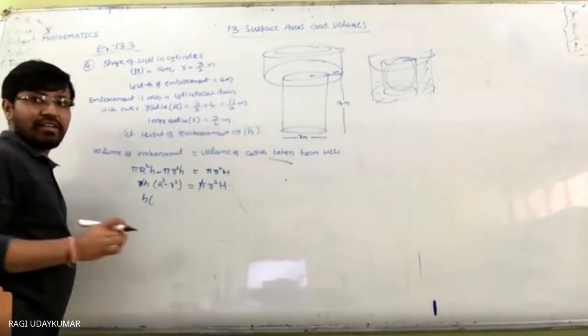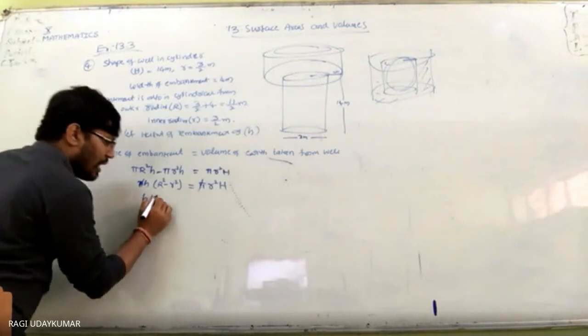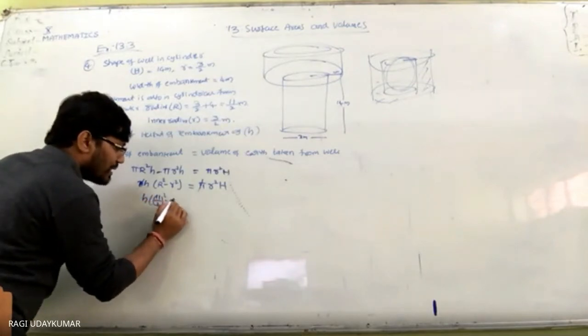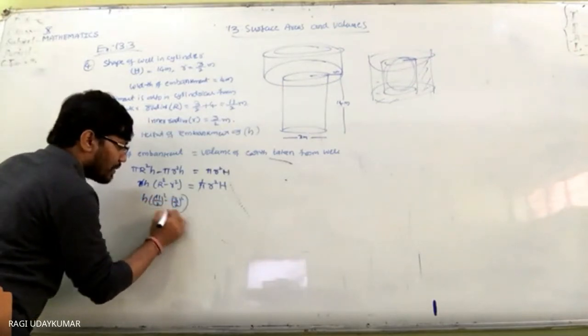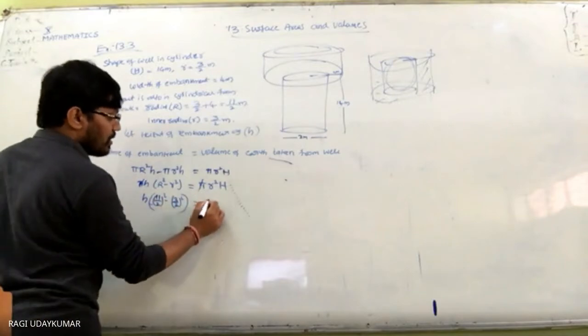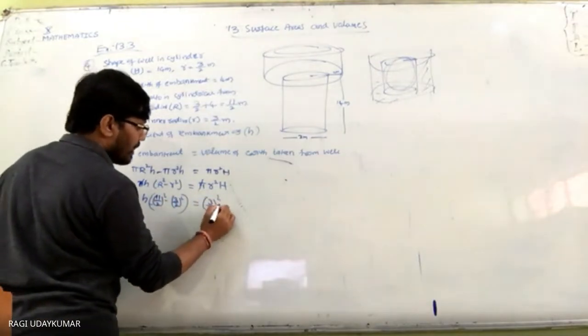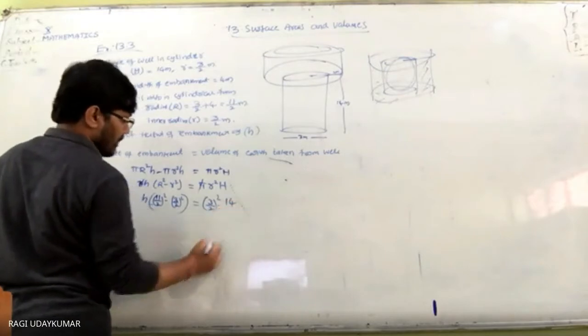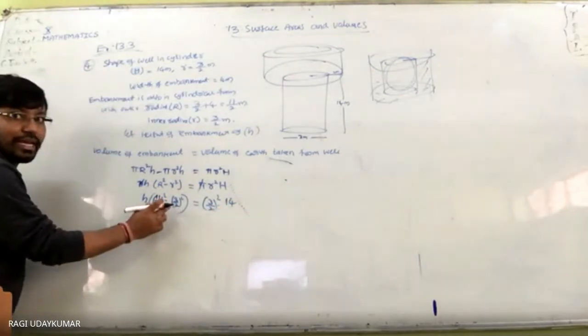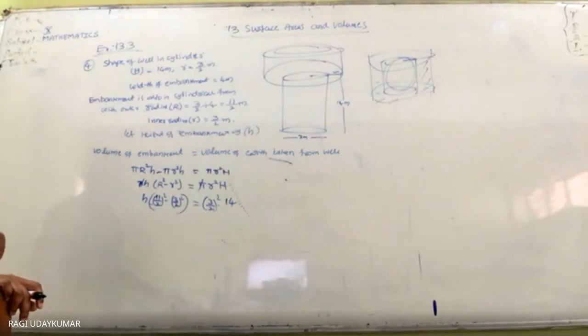11 by 2, small r value 3 by 2. So (11 by 2) whole square minus (3 by 2) whole square is equal to (3 by 2) whole square into capital H is equal to 14. So to find out this value, apply the easy method, a plus b into a minus b.